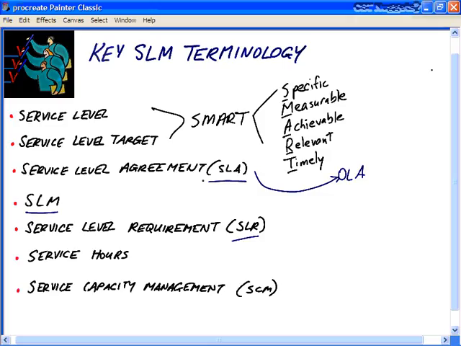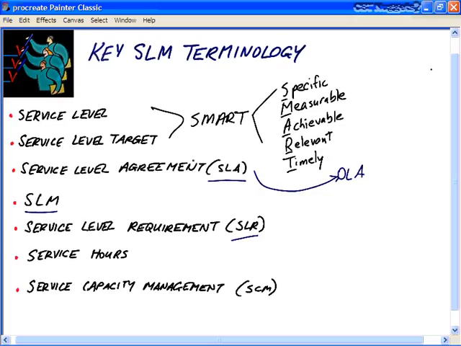That would be a good example of a service level requirement. Next, we have what's called a service hour. A service hour is an agreed upon time period. This is the period when an IT service, a particular IT service, should be available.